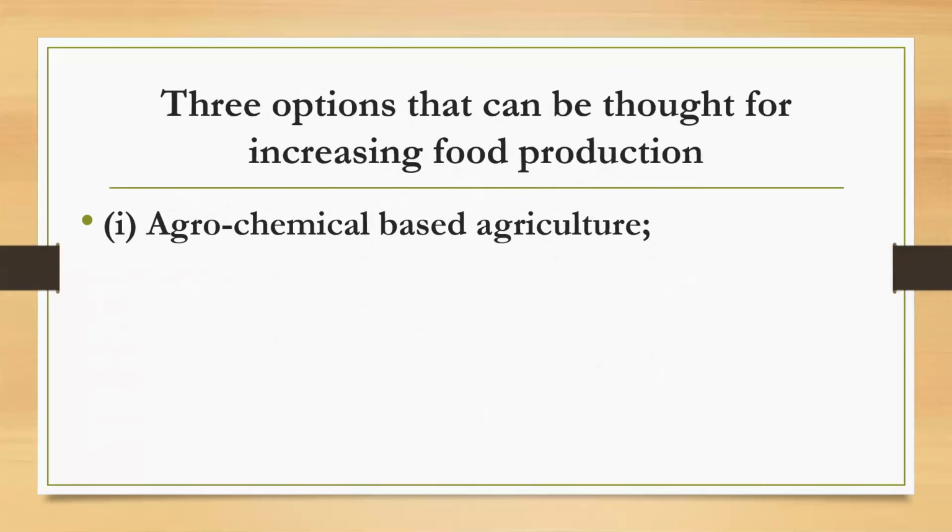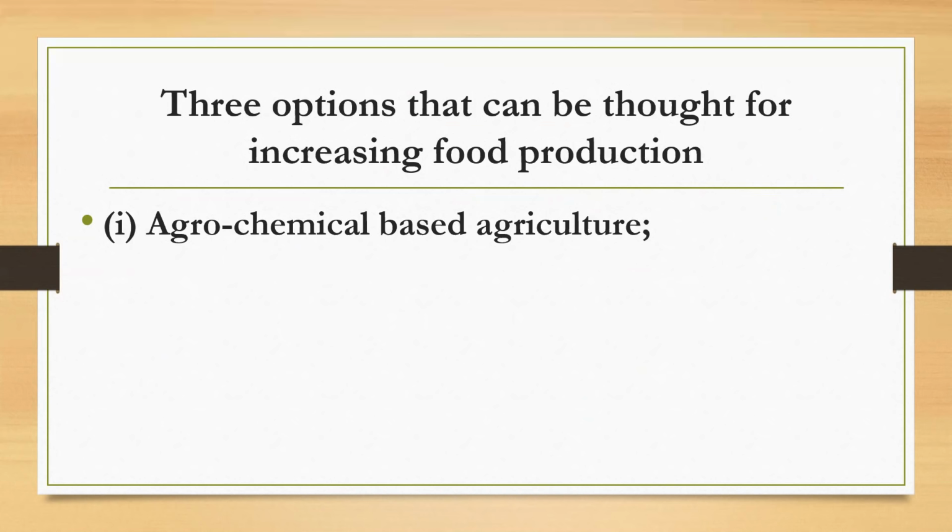Agrochemical based agriculture is nothing but using various types of chemical fertilizers, chemical pesticides, and chemical insecticides to cultivate the plants. So it is purely chemical based agriculture. Definitely the yield will be very high during the initial period, but slowly there will be a decrease in soil fertility.